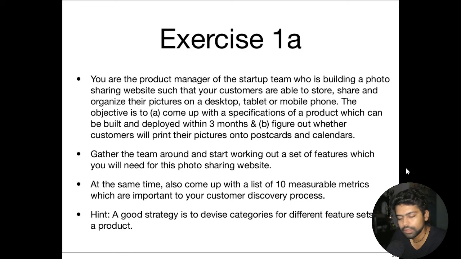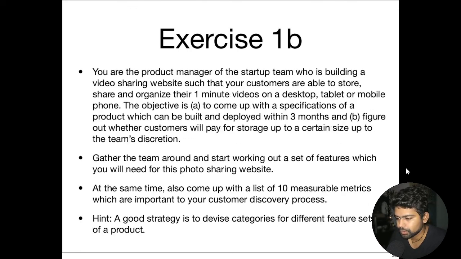First of all, gather your team and list out the features that you want to focus on, then list out the measurable metrics that you want to focus on, and finally have a good strategy to create categories and then features in that, like categories of features. This is the first exercise that you can do.